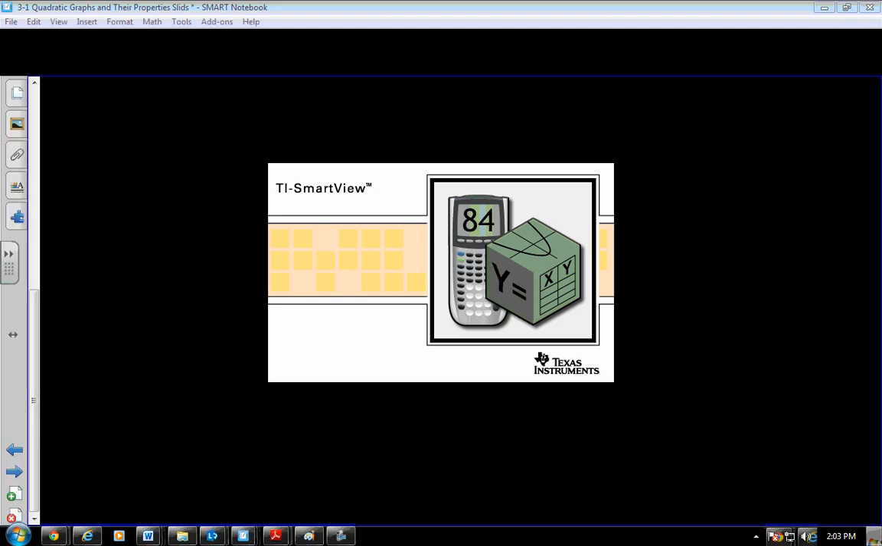Okay, first of all, do you know how to graph on your calculator? Y equals button. Everyone should have a calculator. Ladies, where's your calculator? If you don't have one, you're supposed to get one already.